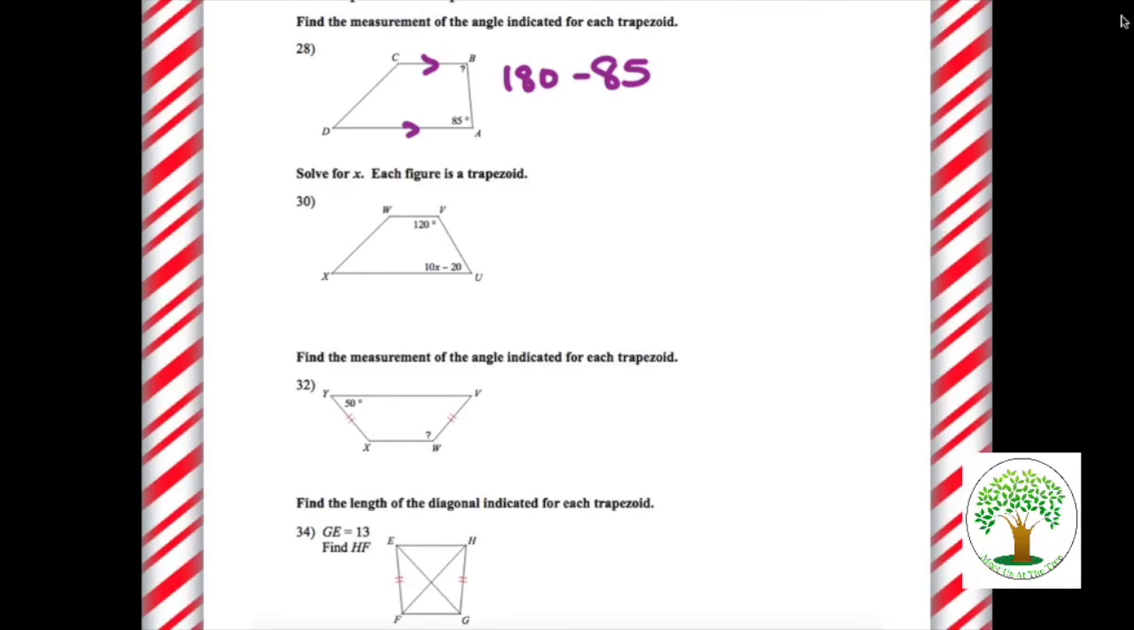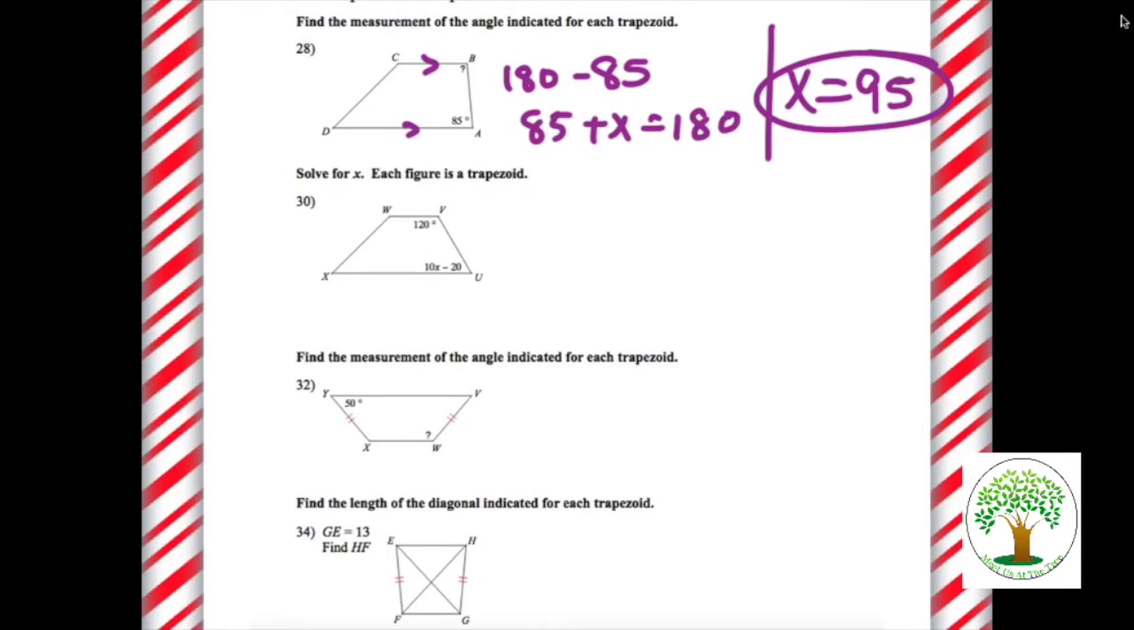Could you take this and do 85 plus x equals 180? Yes, that would be the same thing, which is what you're going to have to do for 31. You have to do 85 plus x equals 180. It will be the same thing because we'll be subtracting the 85 to the other side. I got x equaling how much? 95. Yes.